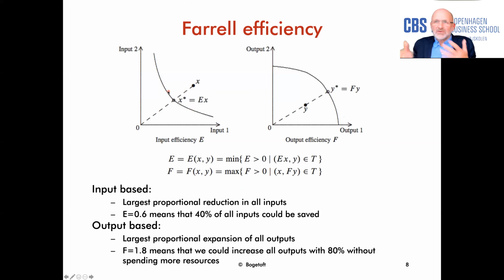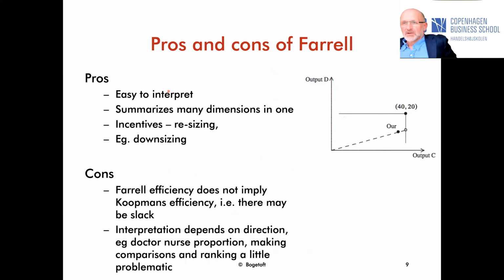So it's hard to describe the level of inefficiency. But if you want to summarize it in just one number, then you say, okay, let's just do a proportional reduction. Let's use the same reduction factor on all the inputs and stay inside the technology. So it's really easy to interpret. It summarizes these many dimensions in just one number.